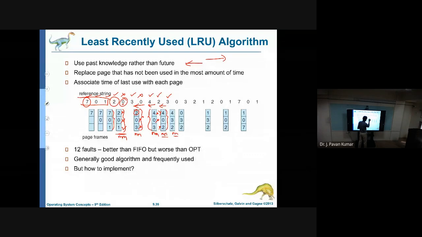Now 0, again page fault will occur. In this one, how we can select? We have to go in reverse direction. 3 we have used, so we cannot. 2 we have used, we cannot. So 4 is the one we have to select. So 0, 3, 2. So this is the main memory. Now 3, no page fault. Why? Because it is already present in the main memory. 2, no page fault. So next, coming to 1.